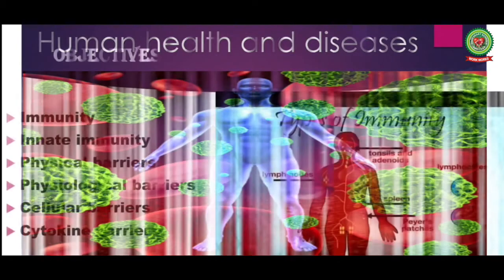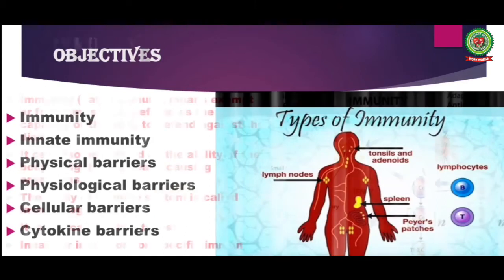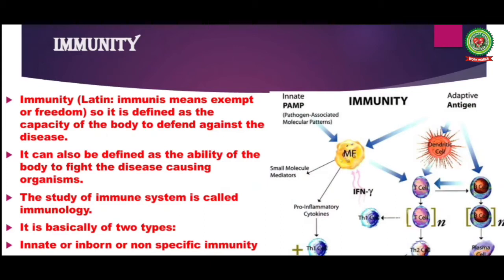The various objectives we are going to cover in this video are immunity and innate immunity, including physical barriers, physiological barriers, cellular barriers, and cytokine barriers. So first of all, talking about immunity.